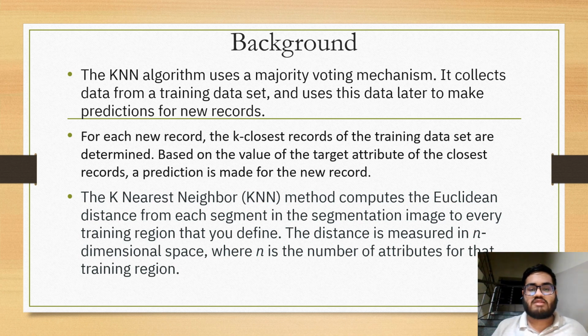The k nearest neighbor or the KNN method computes the Euclidean distance from each segment in the segmentation image to every training region that you define. The distance is measured in n-dimensional space, where n is the number of attributes for that training region.